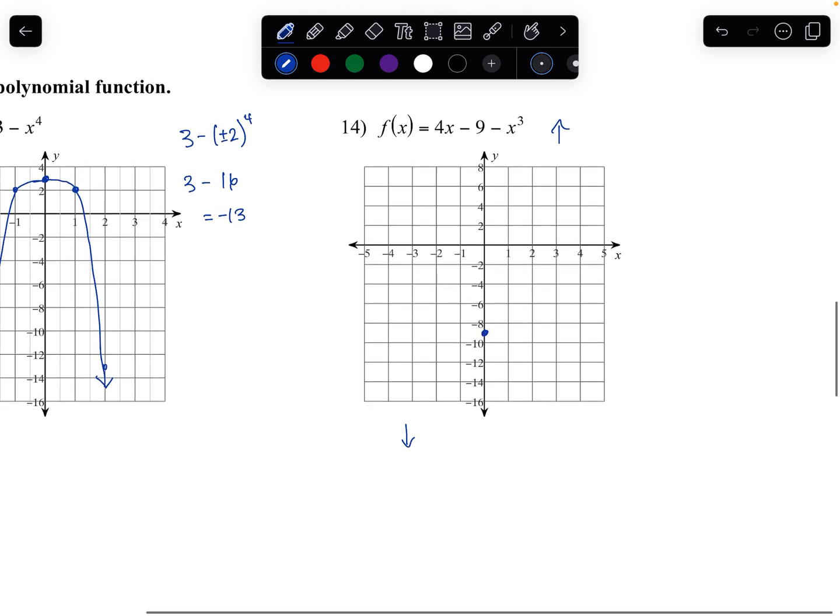Let's say I plug in 1. That's going to be 4 minus 9 minus 1. So that's going to be 9 minus 5, right? No. It's going to be 5 minus 9, and that's going to be -4. So if I plug in 1, I'm going to get -4. Did I do that right? If I plug in 1, yeah, right? I'm going to use my calculator just to make sure.